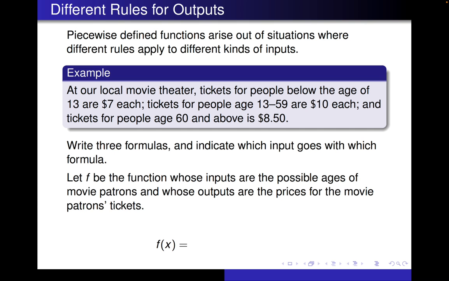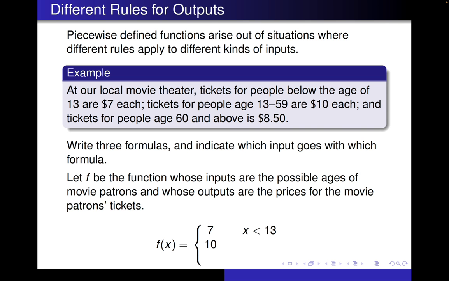And we're going to say f of x equals, and the first thing we're going to do is draw this little curly bracket, which is just an indication that we're going to be defining a piecewise defined function here. Then we're going to put in the three formulas. The formulas aren't very complicated, they're just constants. $7 is the ticket price when the age is below 13. Remember, x is the age, that's the input. If the age is below 13, then the output is 7.